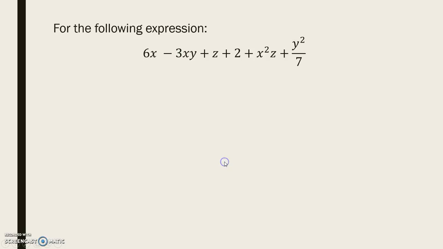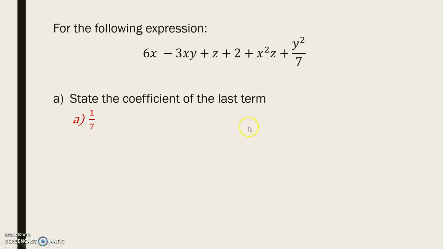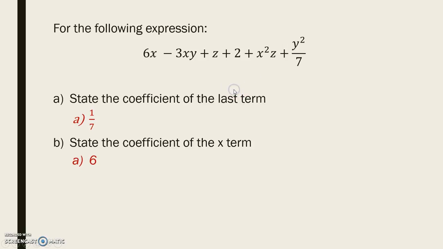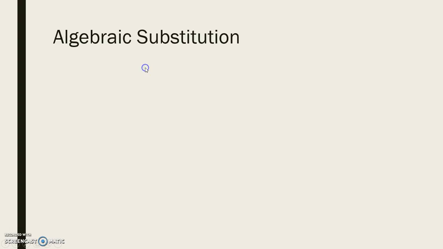A couple more questions. Same expression. Coefficient of the last term, we just talked about that. That's actually 1/7 times y squared. So fractions are interchangeable with division. Coefficient of the x term. So the x term is the one with just an x in it. It's this one here. Coefficient is a number in front, which is 6.